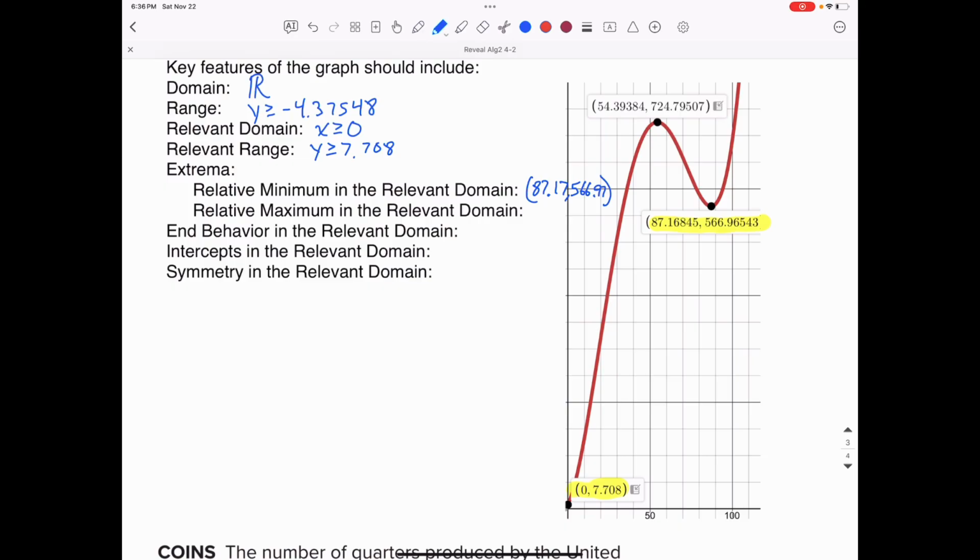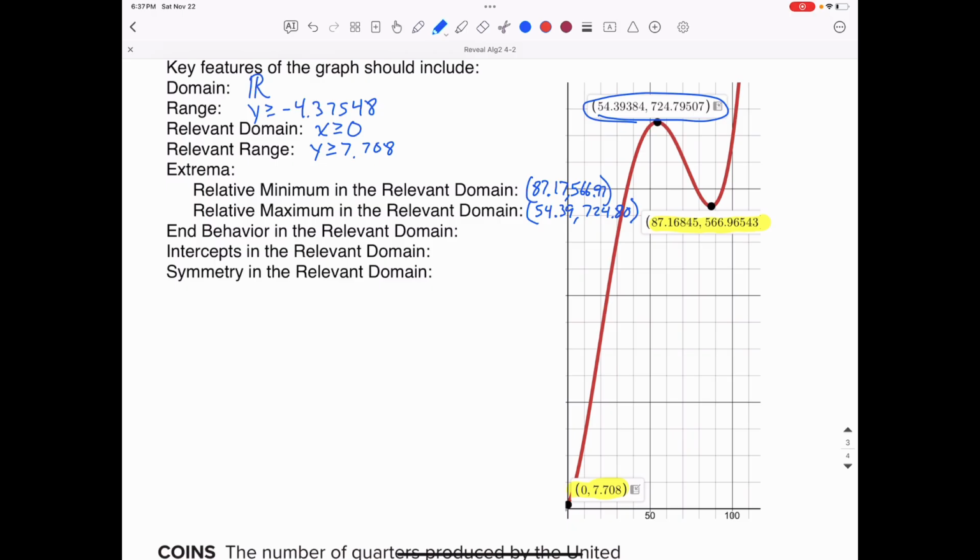Then the relative maximum is going to be this point up here. The relative maximum is about 54.39. That is the x value. But the y value of the relative maximum is 724.80 if I round to the nearest hundredth.